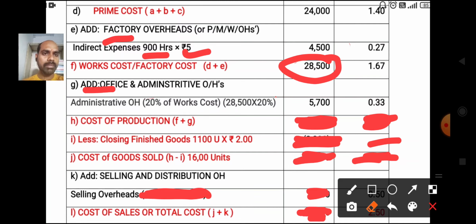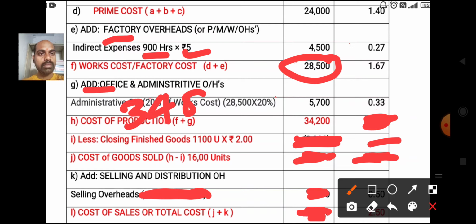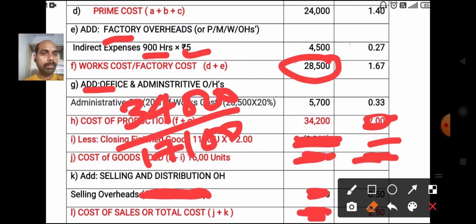I am using simple English. So to works cost or factory cost we need to add administration overheads, so we will get cost of production. We will get cost of production, that is 34,000. This 34,000, if you divide by number of units which we are having here, to get per unit cost, 34,000 divided by 17,100, you will get per unit cost 2 rupees per unit. That we will take.